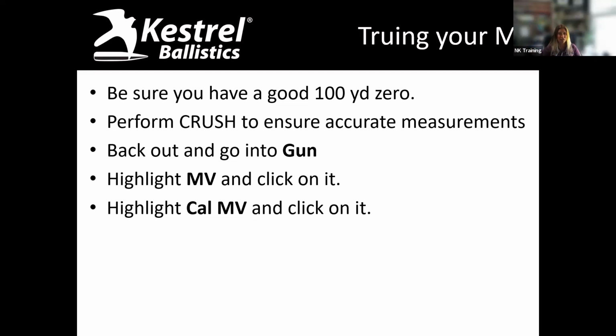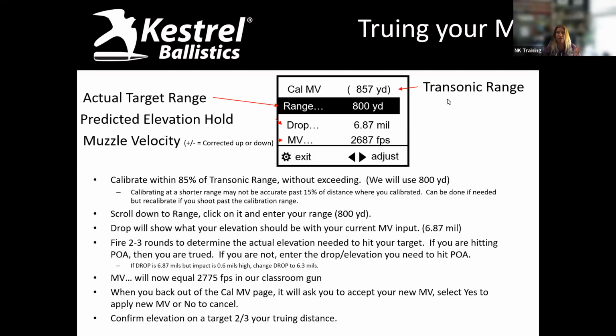And now we're going to get into this truing your muzzle velocity screen. So from the home screen, scroll down till you see your gun, and you're going to hit your center button to go into your gun. MV will be highlighted. Hit the center button to go into MV. Scroll down to Cal MV and center button to go into there. For anybody following along, this is what your screen should look like right now.